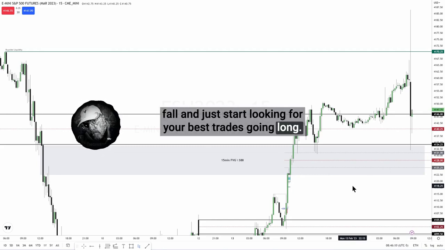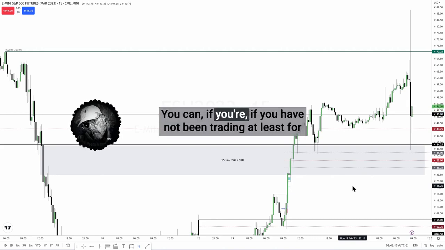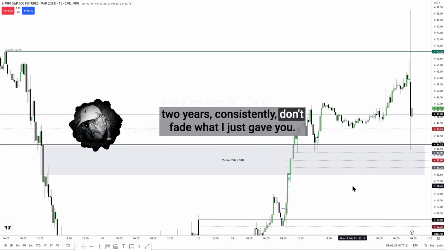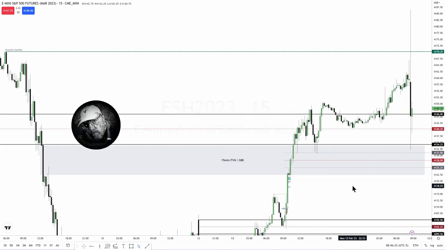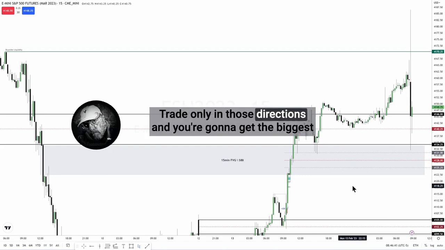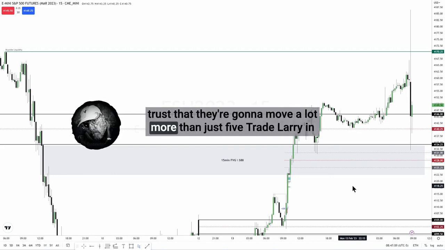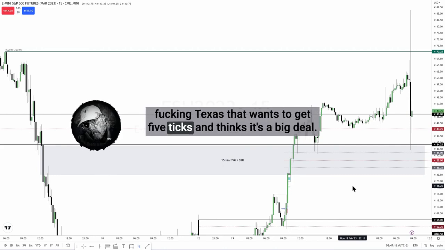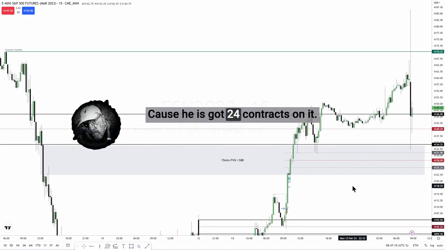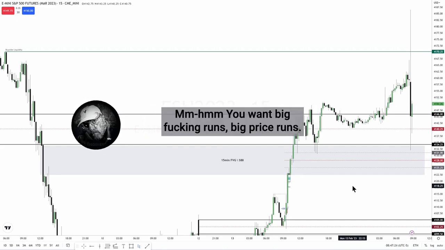Then start looking for your best trades going long. If you have not been trading consistently for at least 2 years, don't fade what I just gave you. Trade only in those directions, and you're going to get the biggest moves you've ever had in your trades. You'll be able to trust that they're going to move a lot more than just a 5-tick scalp, like Larry in Texas who wants 5 ticks and thinks it's a big deal because he's got 24 contracts on it. No. You want big price runs.